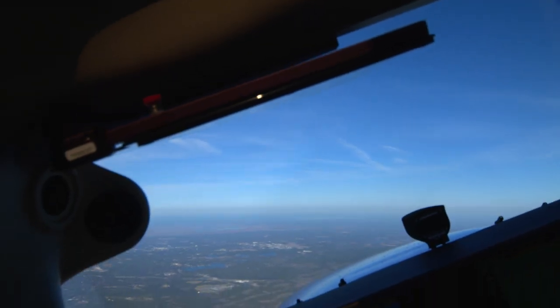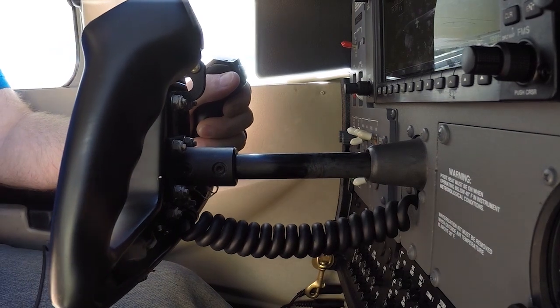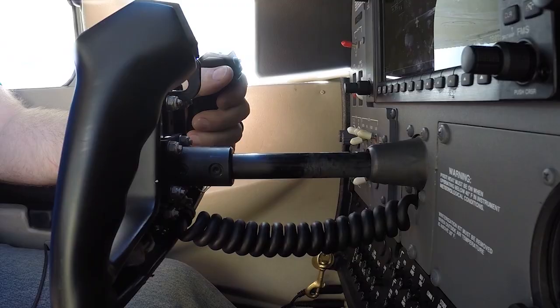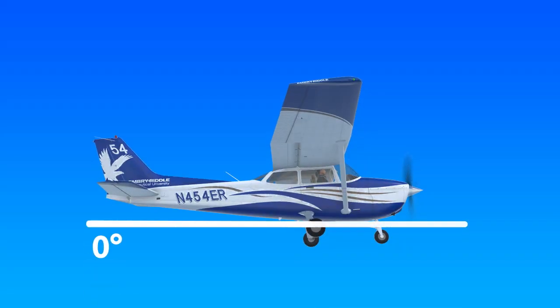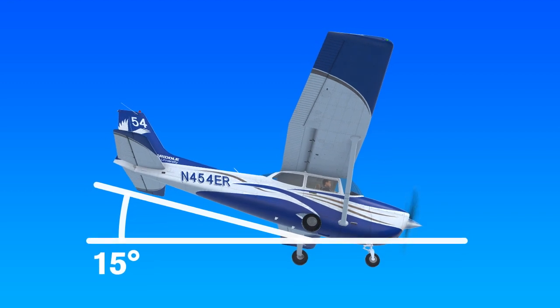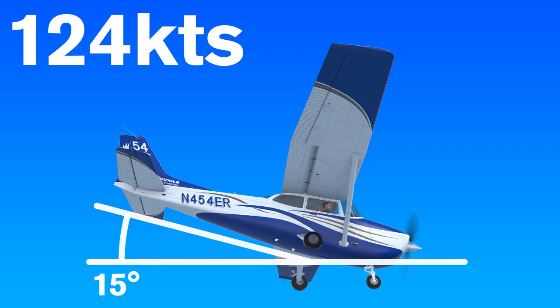As you begin the maneuver by reducing the power to idle and rolling the airplane, simultaneously apply forward pressure on the yoke to begin lowering the nose. As you continue the roll, lower the nose to a pitch attitude of approximately 12 to 15 degrees nose low to establish an indicated airspeed of 124 knots.